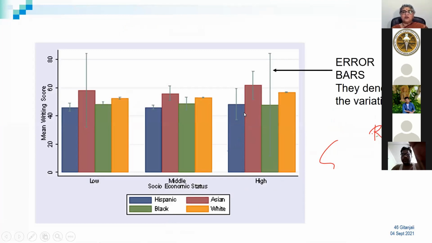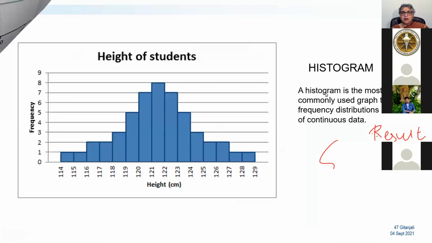You must remember to have error bars because the variation should be mentioned. If this is the mean, here you can see the mean writing score. This is the mean. So what is the variation? Because as scientists, we are keen to know what the variation is. So please make sure you put the error bars.